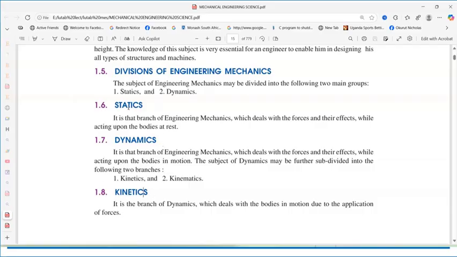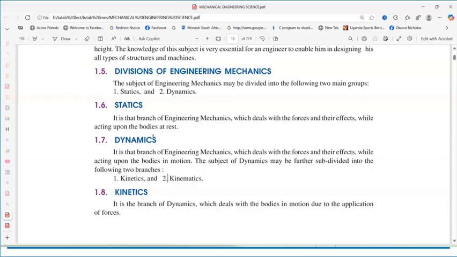So what is statics? It is the branch of engineering mechanics which deals with the forces and their effects while acting upon the bodies that are at rest. So the word at rest is very important. So we are talking about a branch that deals with the forces and their effects while acting upon bodies that are at rest. When you look at dynamics and kinematics, they are opposite to statics, because we are looking at forces and their effects on bodies that are in motion.